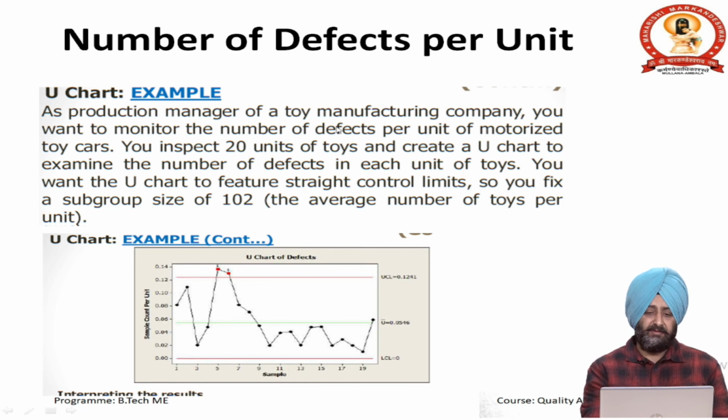As the production manager of the toy manufacturing company, you want to monitor the number of defects per unit of motorized toy cars. You inspect 20 units of toys and create a U chart to examine the number of defects in each unit of toy. That means we have taken a sample of 20 toy cars and calculated how many defects you have per unit car, meaning for each car how many defects it has. If the defects are more than the upper limit, you have to reject these pieces, and otherwise they are well within control. So in this way you can draw the number of defects per unit and see whether the process is in control or not.